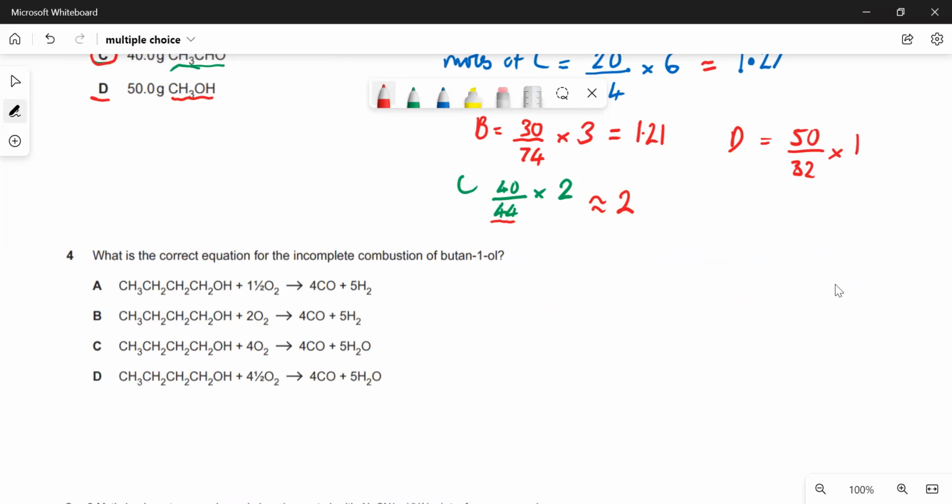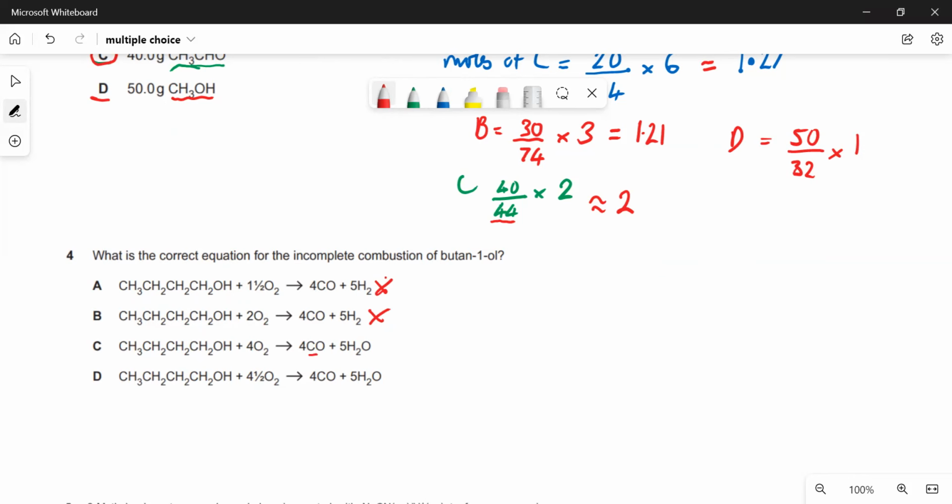What is the correct equation for the incomplete combustion of butan-1-ol? Right, now anything where we're making hydrogen is definitely wrong, because you never get hydrogen in incomplete combustion. You always get water, you never get hydrogen. So they're wrong. So C and D are the only possibilities.